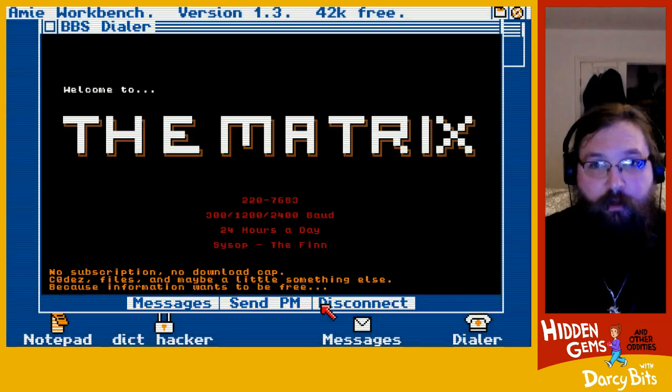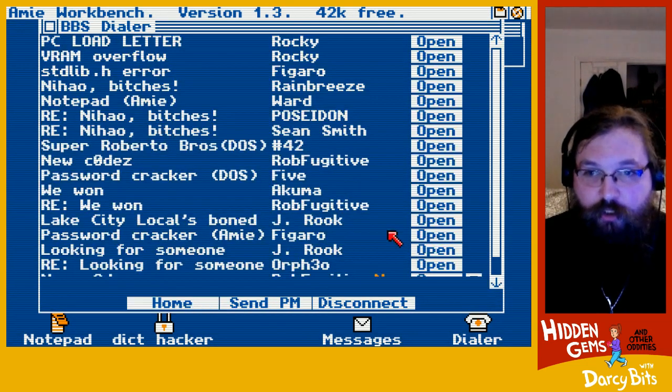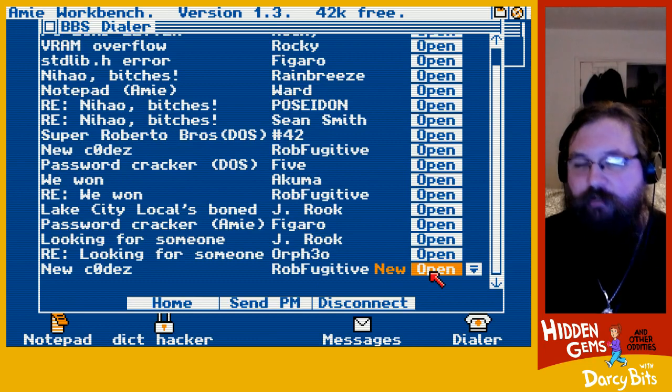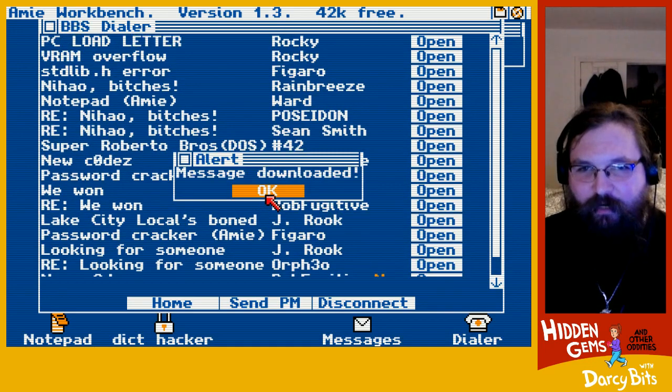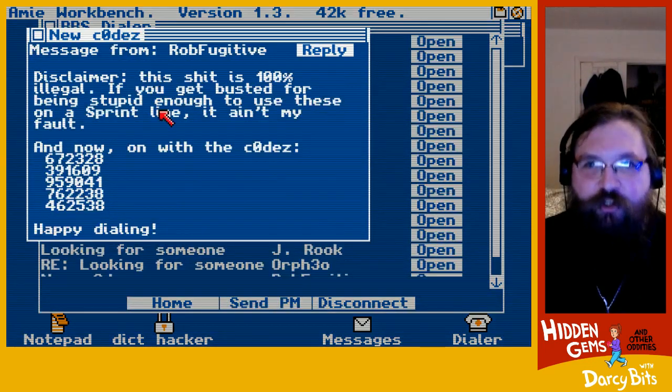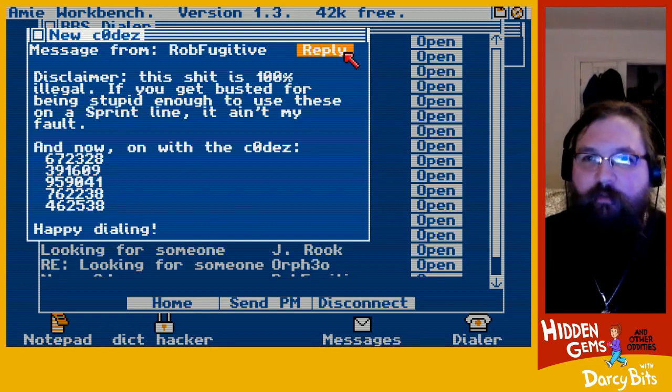Logging in with my password. It's "password," because I'm genius. Hey, new codes! You're right on time, Rob. I know I can count on you. Disclaimer: this shit is 100% illegal. Here are the codes, and they've been added to my book already.